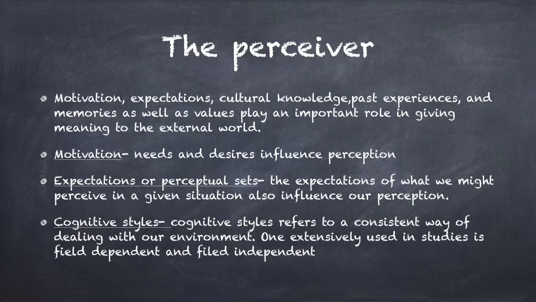So we are going to talk about field dependent and field independent cognitive styles. So what is field dependent? Field dependent people perceive the external world in its totality, that is in a global or holistic manner. On the other hand, field independent people perceive the external world by breaking it into smaller units, that is in an analytic or differentiated manner. So now, I'll give you one example.